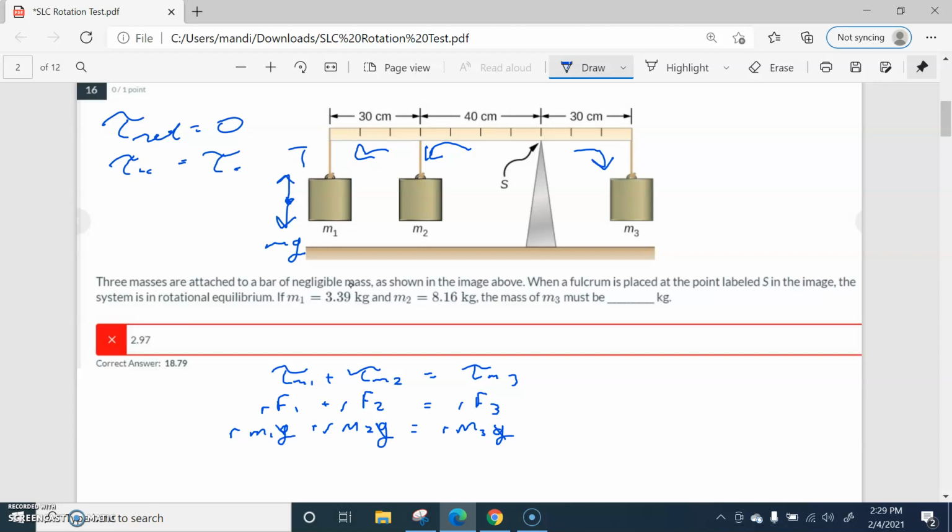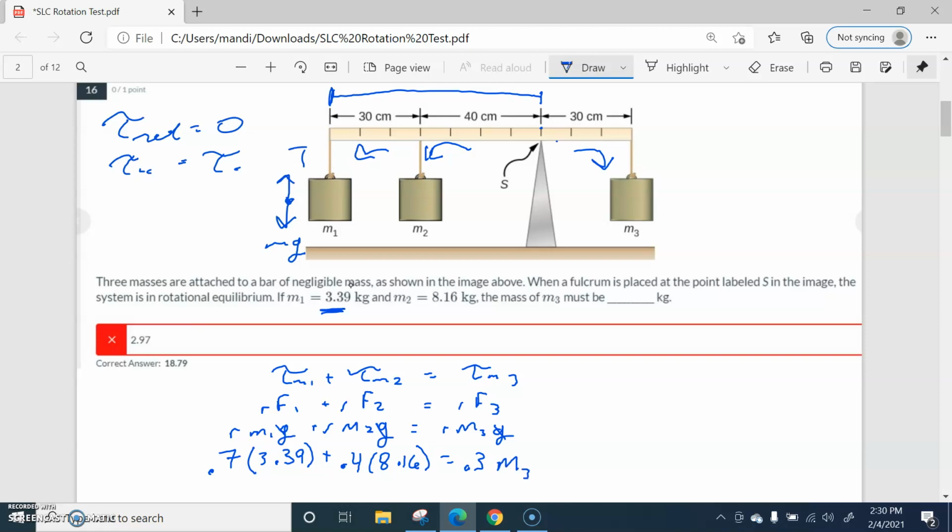So the distance is the distance from the fulcrum. This distance for M1, that's 4, 5, 6, 7. We'll call that 0.7 meters. And the mass of M1 is 3.39. The distance for M2 is 0.4 meters, and its mass is 8.16. The distance for this one is 0.3. You don't have to worry about negatives or positives. It's just how far is it? What's the distance? And we don't know M3, but one equation, one unknown, we can do this.